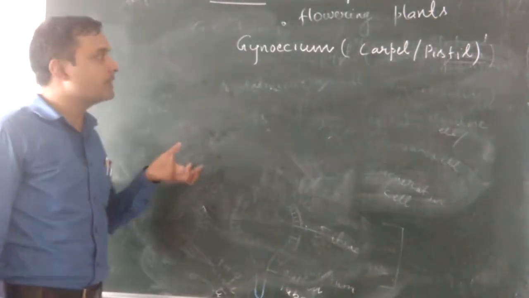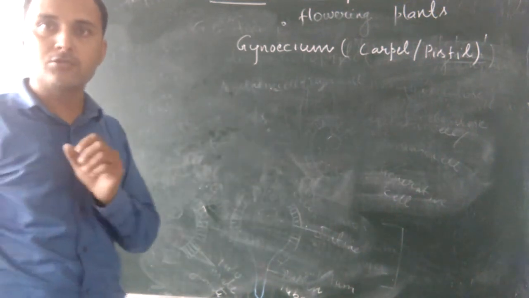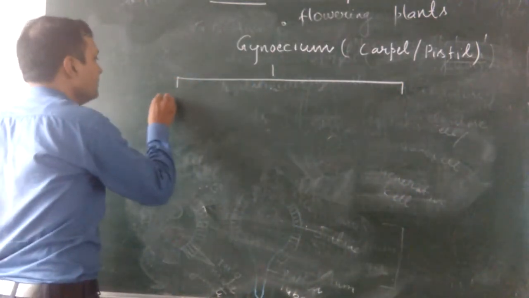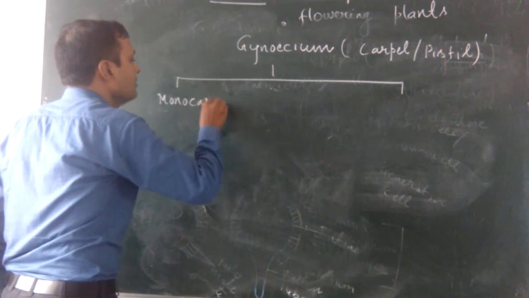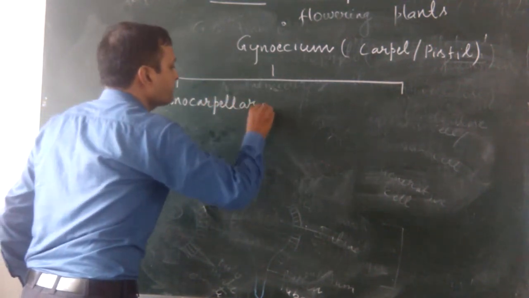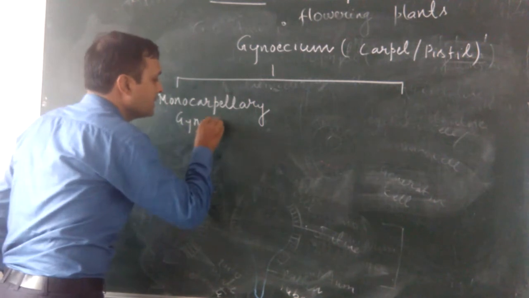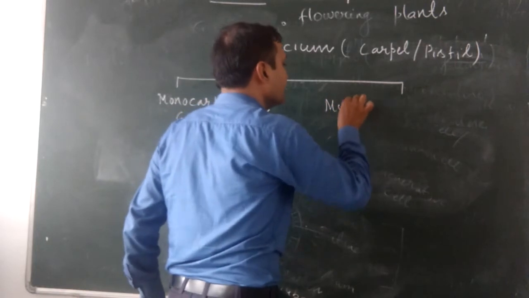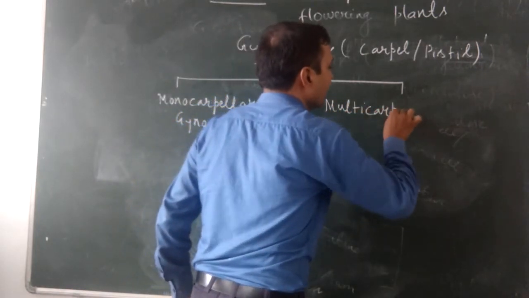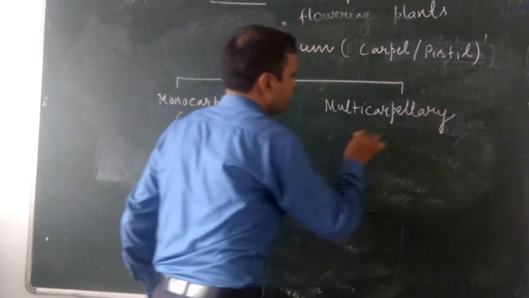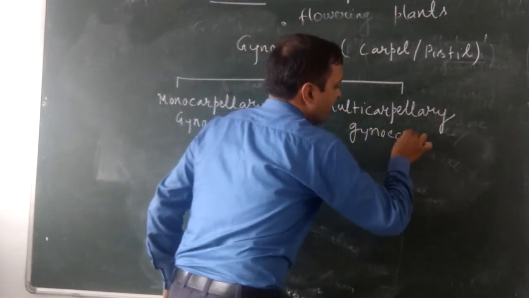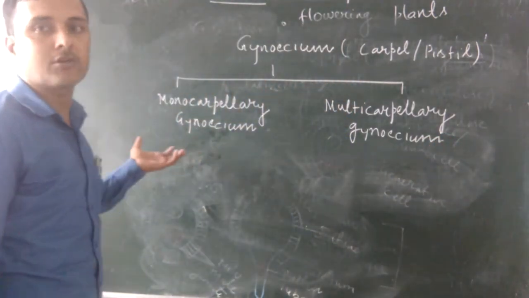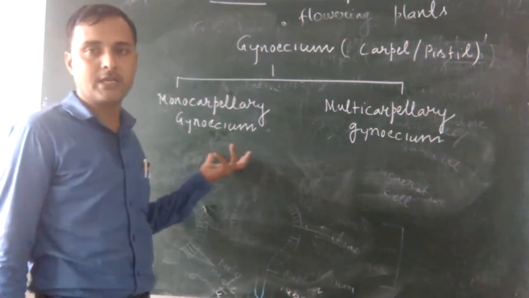On the basis of the number of carpels, gynoecium can be classified into 2 types. First one is known as monocarpellary gynoecium. Mono means 1. Second one is known as multicarpellary gynoecium, which can be further classified. So multicarpellary can be classified further, but monocarpellary cannot be classified because there is no type of monocarpellary gynoecium.